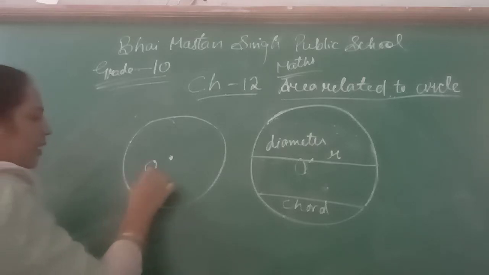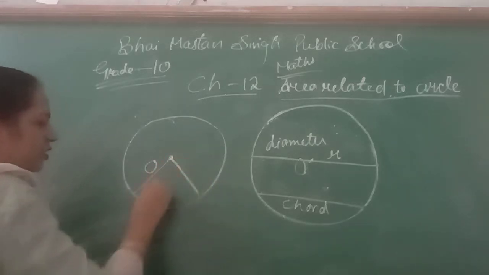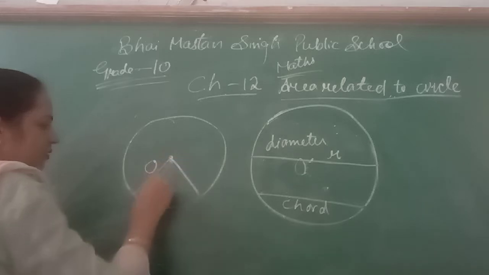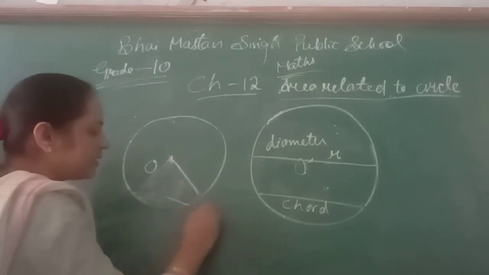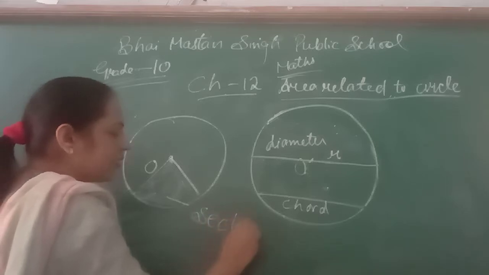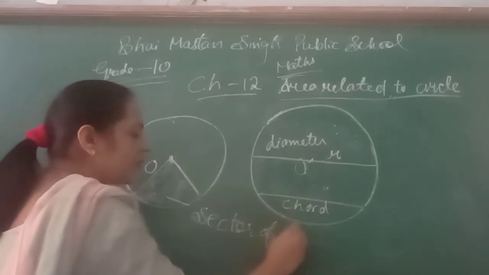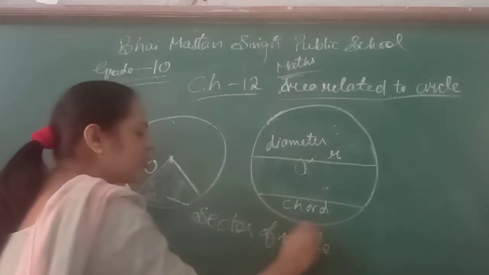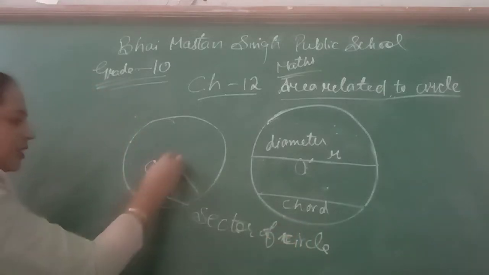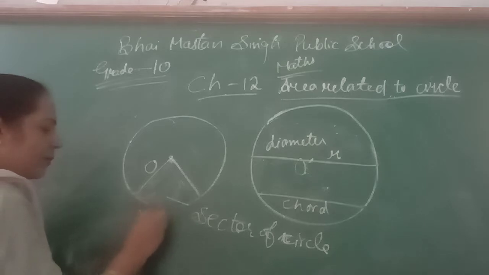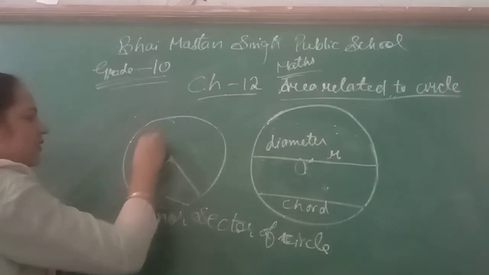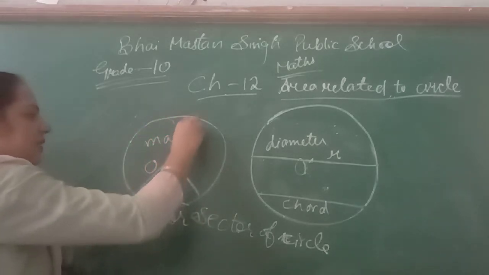If we have to find out the area of this shaded portion, how will we do it? Firstly, what is this portion called? This is called a sector of a circle. Now next, this is the smallest portion and this is the big portion, so this is called the minor sector and this will be called the major sector.